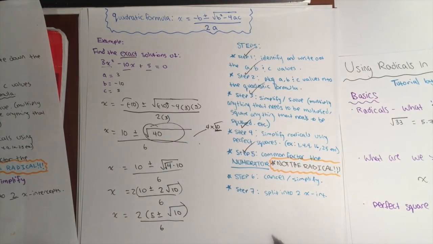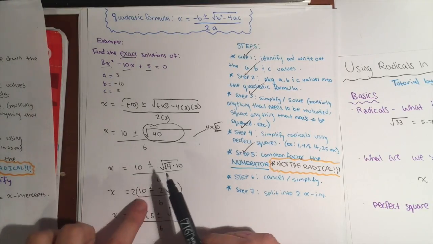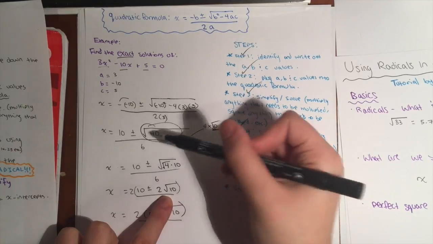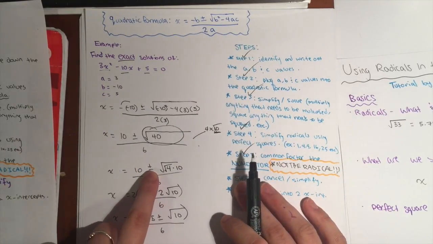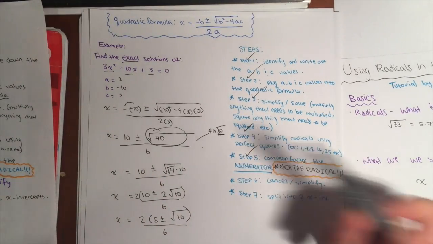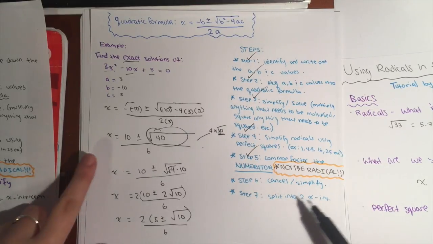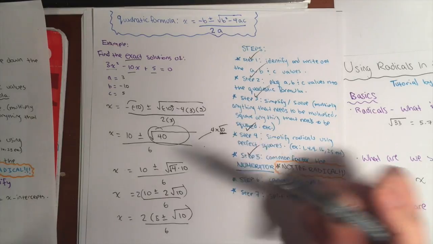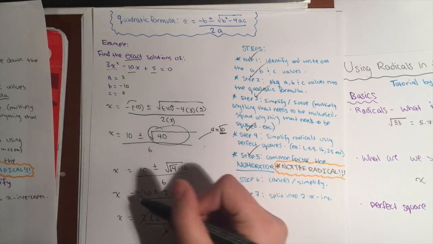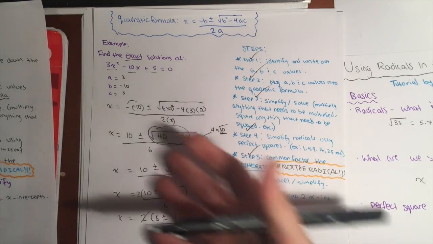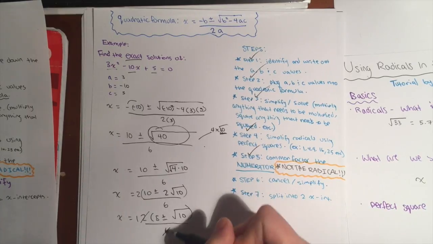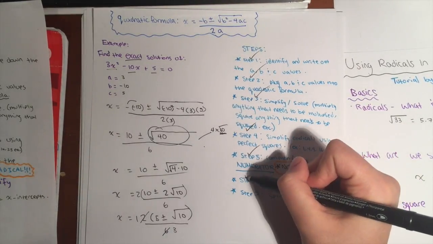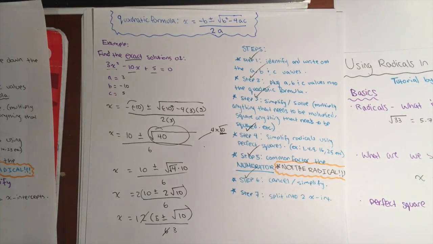Step 6 is cancel and simplify. I'm going to go back to the earlier step when we had a 10 and a 6. We cannot cancel these out because there's addition happening, which is a big no-no. But now that we've common factored, we're left with multiplication, so we can cancel. 2 and 6: 2 divided by 2 is 1, and 6 divided by 2 is 3. So step 6, cancel, is done.